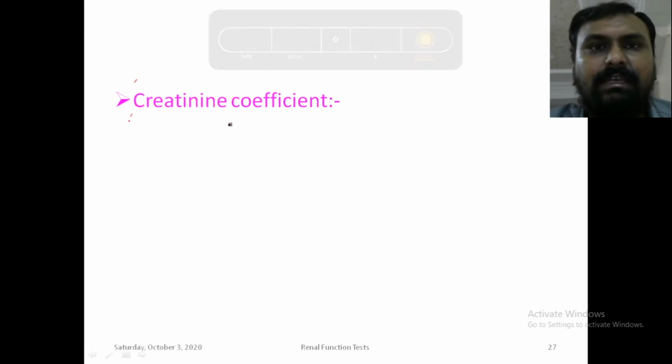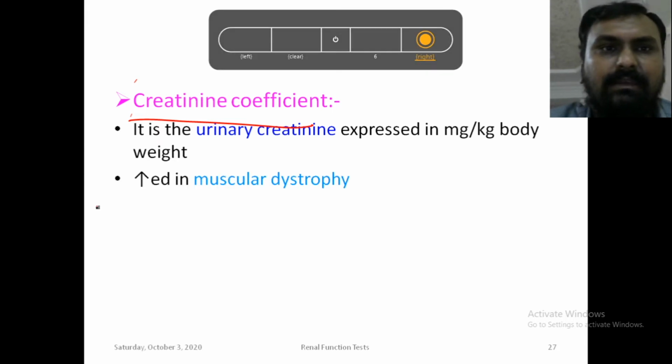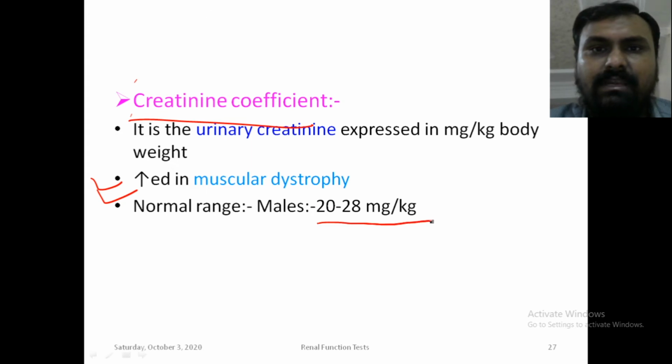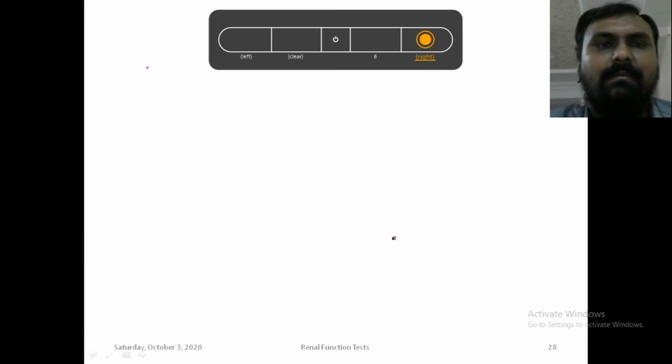Now what is creatinine coefficient? It is the urinary creatinine expressed in milligram per kg of body weight. It is decreased in case of muscular dystrophy, and the normal range is around 20 to 28 milligram per kg in male and 15 to 21 milligram per kg in female.